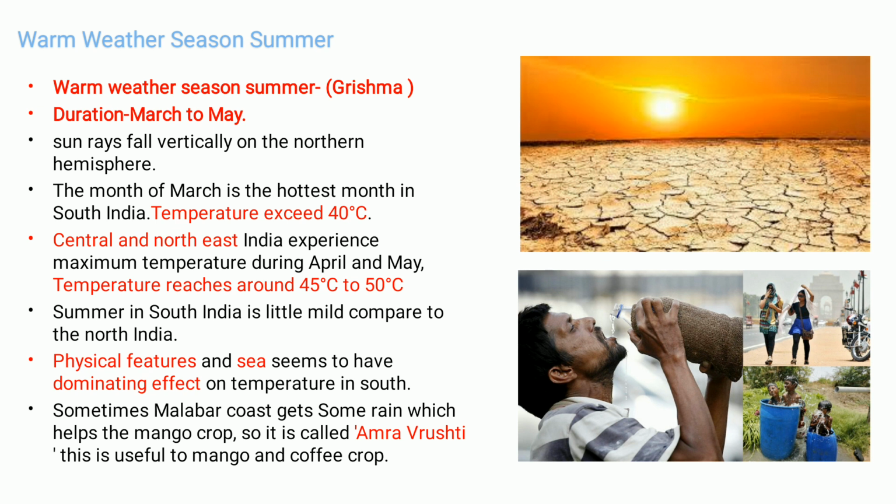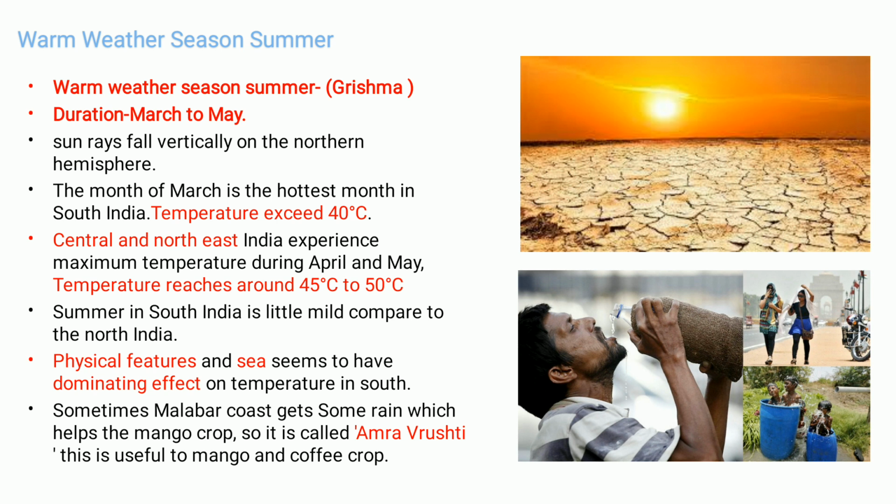The month of March is the hottest month in southern India. The temperature exceeds 40 degrees Celsius at many places. Central and northeast India experience maximum temperature during April and May. At some places, the temperature reaches around 45 degrees Celsius to 50 degrees Celsius. Thus, the entire nation experiences very high temperature during the summer season.